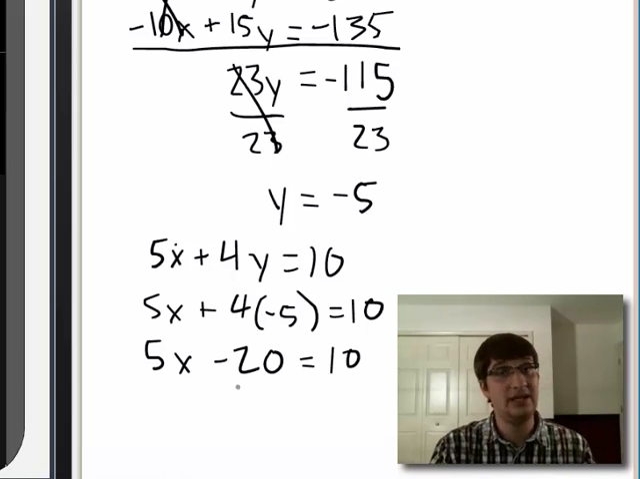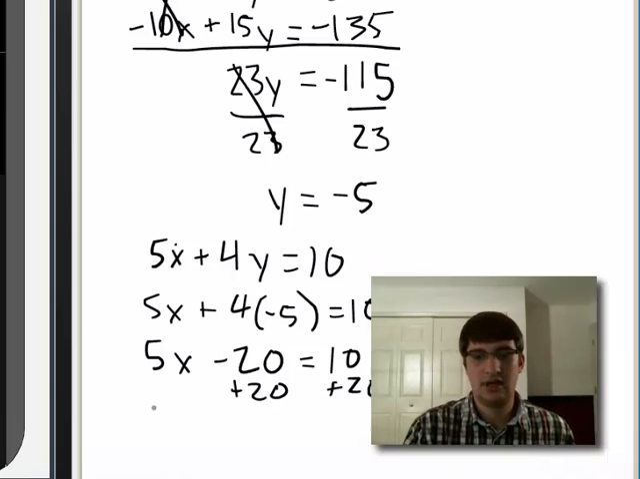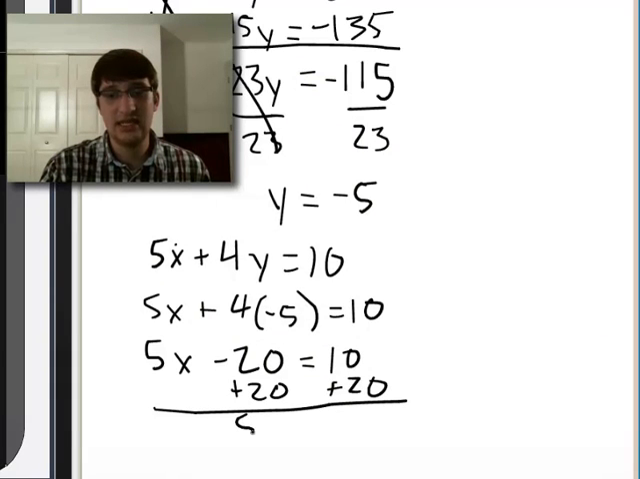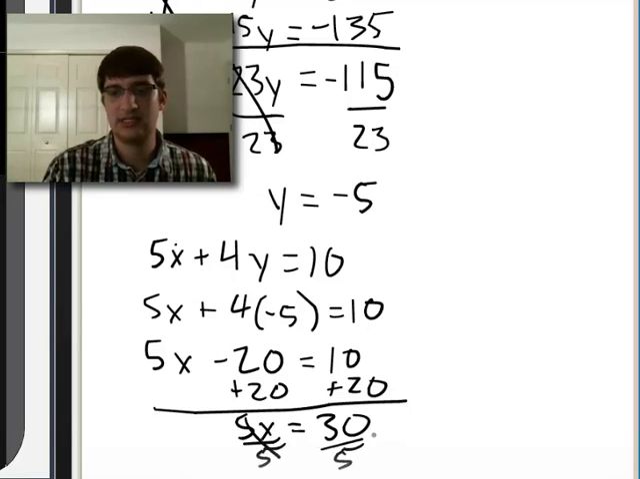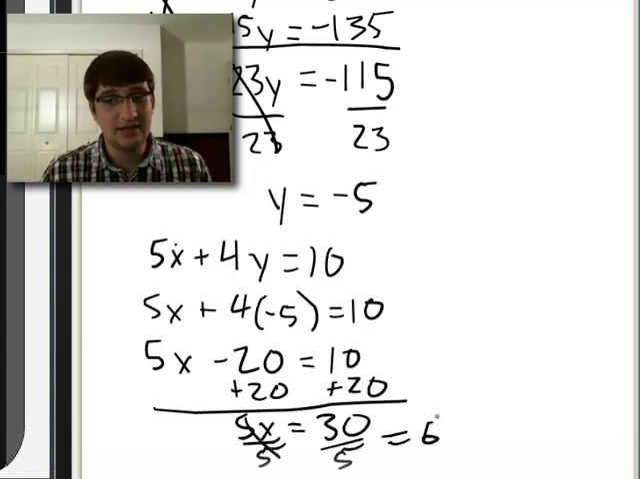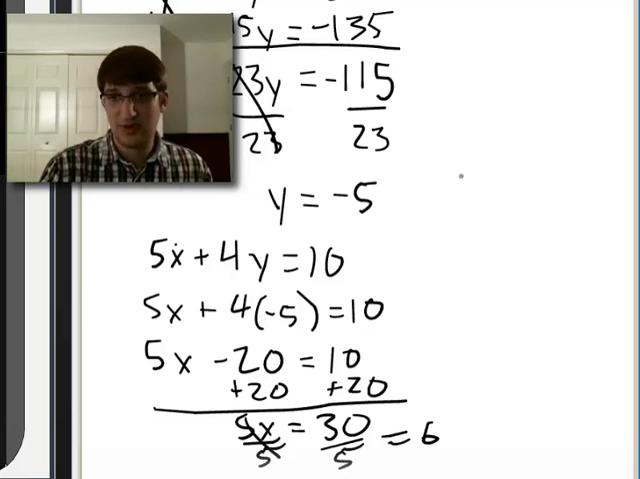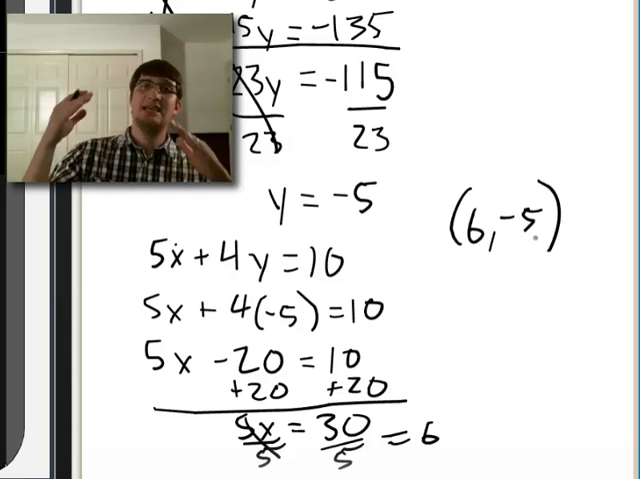I'm going to add 20 to both sides, and I'm going to get 5x equal to 30. Now, divide each side by 5, and you'll notice that x is just going to equal 6. So x is just going to be 6. We are done. So we got x, we got y. Let's just write it as a coordinate, and that will be our last example for the day. So 6 is the x coordinate, and then negative 5 is the y. This is where the two lines intersect.